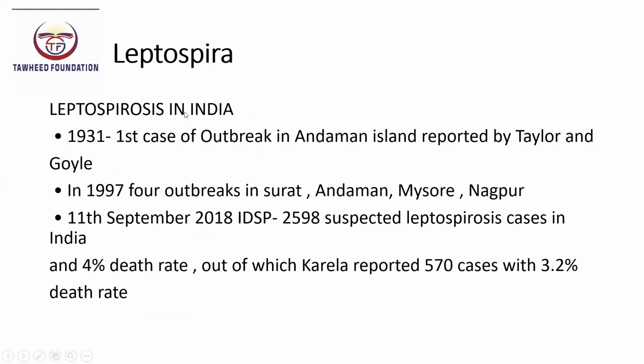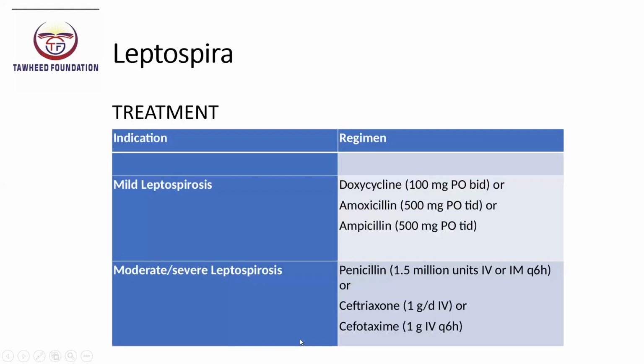Leptospirosis in India. Leptospirosis is endemic in many parts of India. The first outbreak was reported in the Andaman Islands in 1931. More recent outbreaks occurred in Surat, Andaman, Mysore, and Nagpur in 1997. Data from 2018 showed nearly 2,600 suspected cases with a 4% mortality rate, particularly high in Kerala. This highlights its continued public health relevance in India, especially during monsoon and flood seasons.